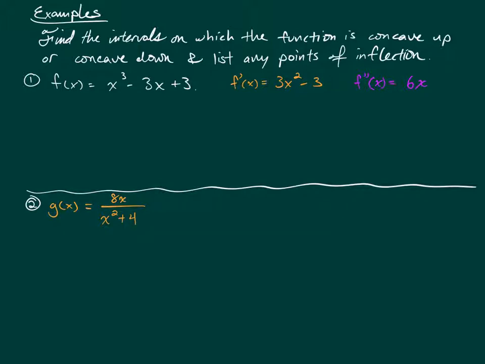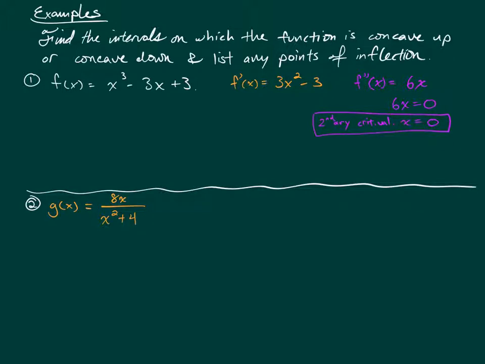So what happens at this point is that we need to find those secondary critical values. You can find those secondary critical values by first finding where the second derivative is undefined, and this second derivative is defined everywhere. The second way to find the critical value is to set the second derivative equal to 0 and solve for x. So this tells us our secondary critical value is x equals 0. That's the only critical value we have here.